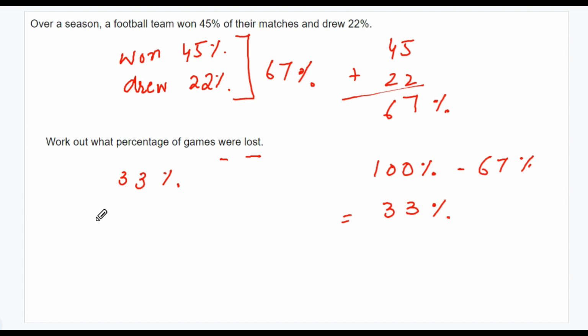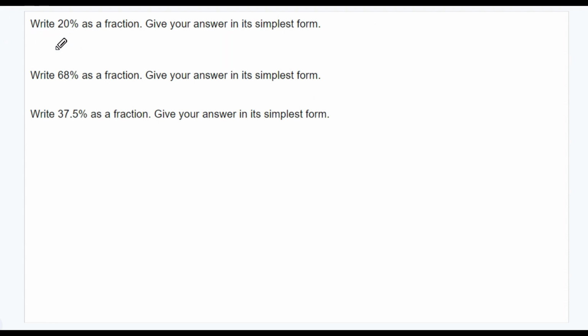33% is your answer, but now you need to tell me how we can write it as a fraction. If they ask you to write it as a fraction, you write it like this. If they ask you to simplify, you need to simplify as well, but 33 over 100 cannot be simplified, so we are leaving it as it is. Now these are very simple ones. You need to do them quickly.